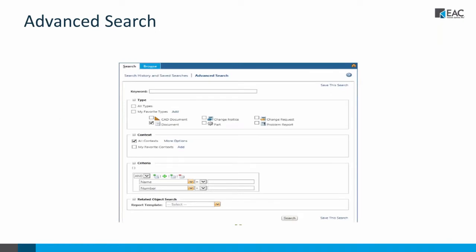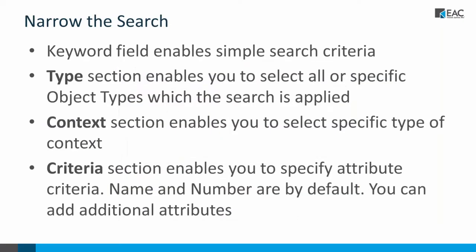So there are really 5 criteria that are applied when you're doing an advanced search. We can see those listed here: there's the keyword search, there's the type of object we're searching on, there's the criteria, which are additional attributes that could be searched, there's the context, what product is this in, and then there's something called related objects. We'll touch on that briefly, but it's kind of a deep subject and a little beyond our 15-minute time limit here. So the keyword search fields enable you to specify simple search criteria.